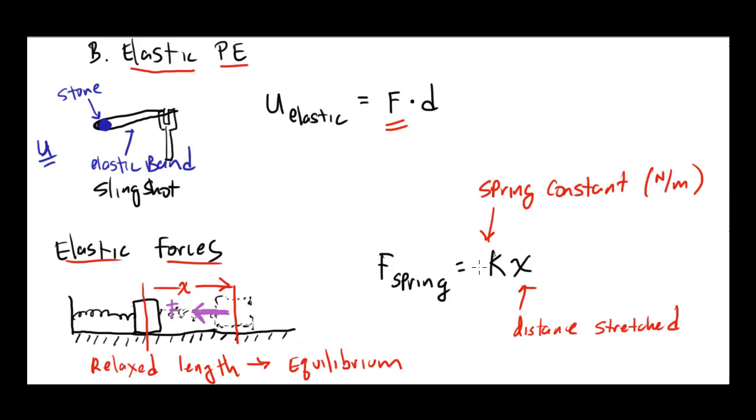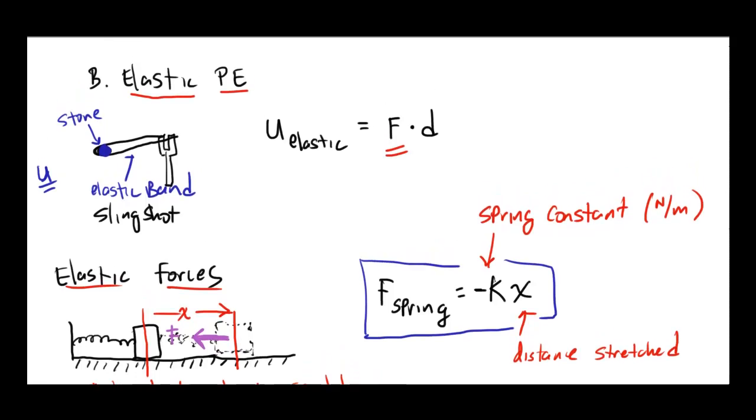Usually we put a little negative here in front. That negative just indicates that if I pull it to the right, the force acts to the left. So in other words, the direction of x and F are opposite. That's all that means. So here's my spring force, my equation for the spring force. Negative kx, that's all there is to it.